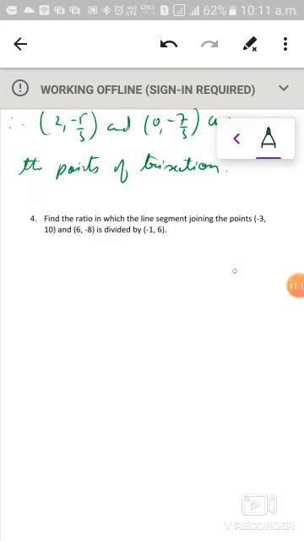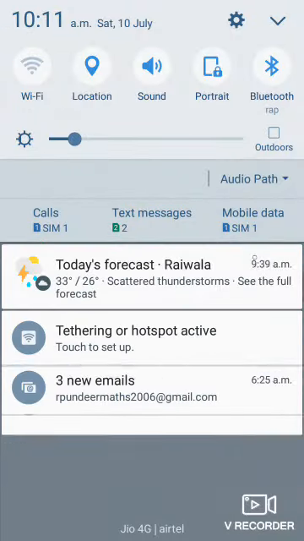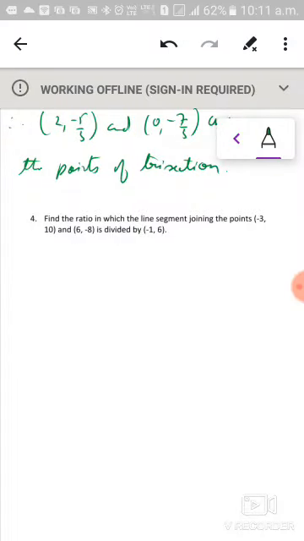Okay, now let us take question number 4. Question number 4 is: find the ratio in which the line segment joining the points (minus 3, 10) and (6, minus 8) is divided by (minus 1, 6). You see here, we need to find the ratio.